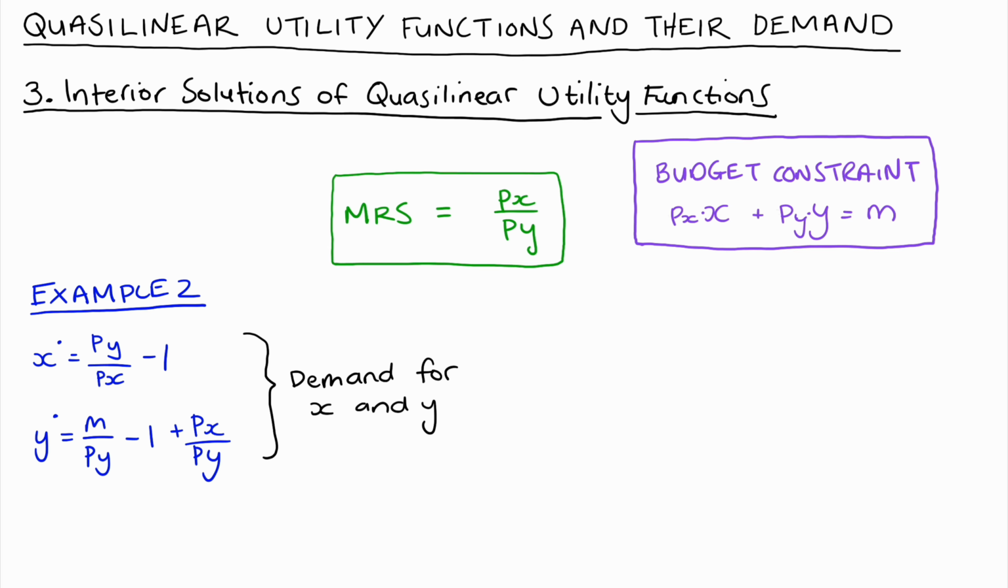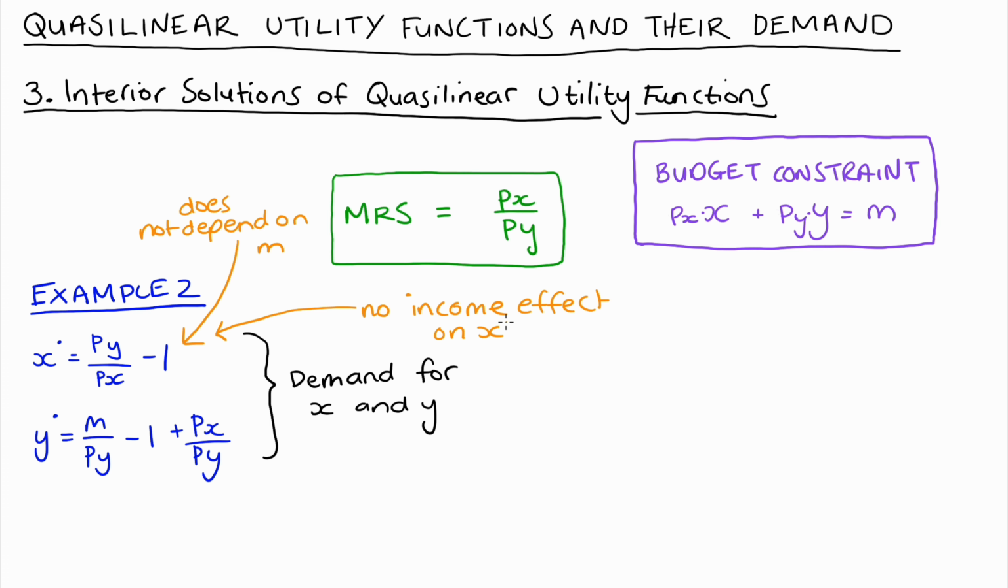And we can note that just like example number 1, x star does not depend on income. So our income m does not factor into the demand for x when we have an interior solution. And that's really the big result about our interior solutions for our quasi-linear utility. Changes in income do not affect the demand for x, for that good that enters into our utility function in a non-linear manner. We can look at this graphically.